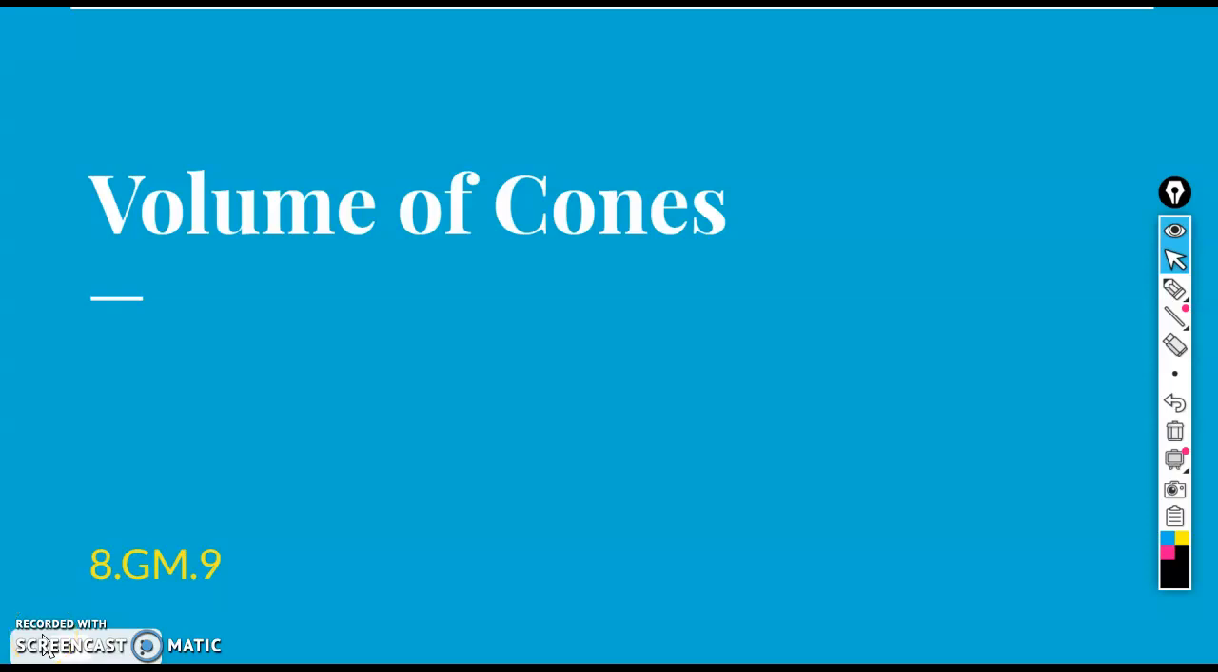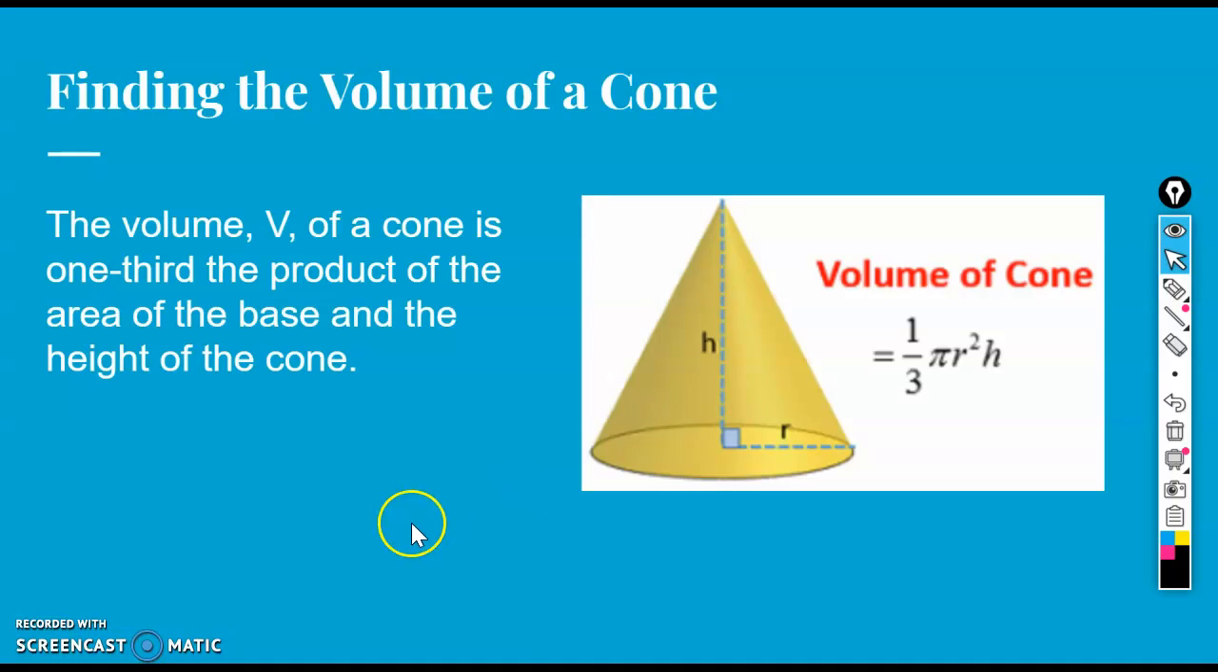Today's lesson is on volume of cones. The volume of a cone is 1/3 the product of the area of the base and the height of a cone. If you recall, the volume of a cylinder was pi r squared times height. Since the volume of a cone is 1/3, that tells us that a cone represents 1/3 of a cylinder. Or if we took a cone and filled it up and poured it into a cylinder, it would only fill up 1/3 of that cylinder.